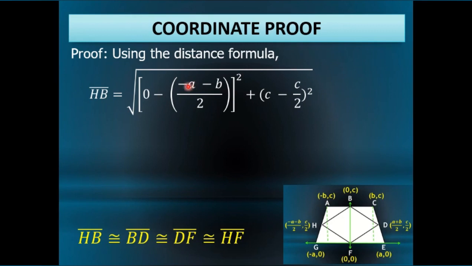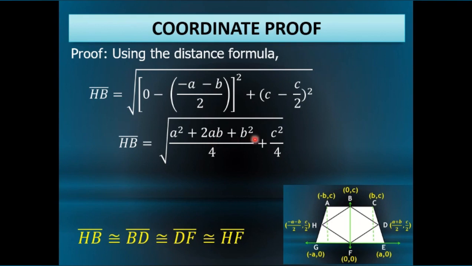So we can have here a squared plus 2 times a times b is 2ab. And then the square of b is b squared. And then we distribute also the square for our 2 in the denominator. That is 2 times 2 is 4. So we have again the square root of a squared plus 2ab plus b squared over 4. And then in this case, we have c minus c over 2. So it becomes 2c minus c is c over 2. So c times c is c squared and 2 times 2 is 4.